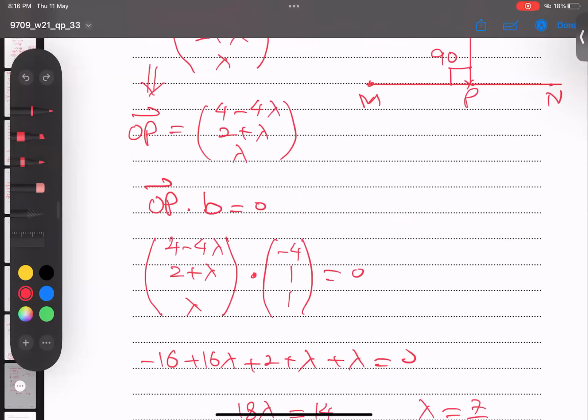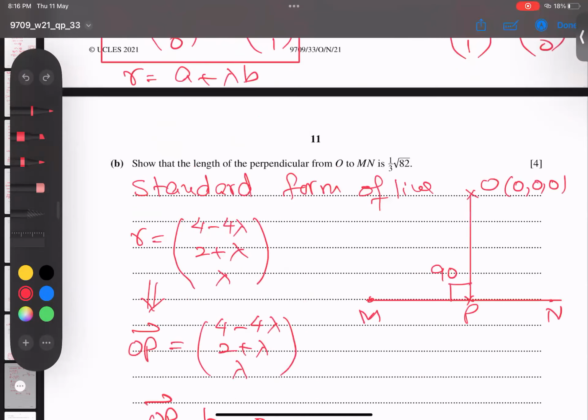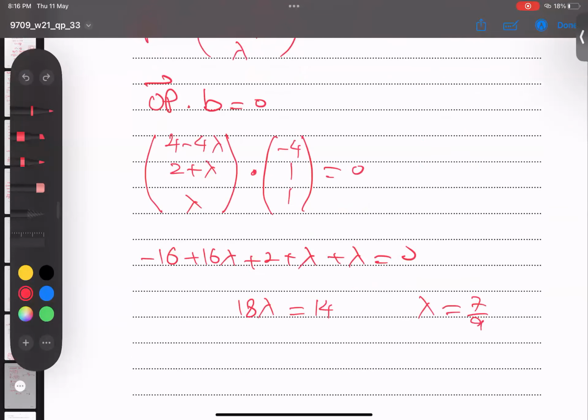And OP, and let me check the dot product. So the line direction is what? Minus 4, 1, 1, correct. So let me recheck the calculation here: negative 16, negative here, plus 16, correct. And I got 2 plus lambda, and I got lambda. So lambda plus lambda, 2 lambda, 16 plus 2, 18 lambda, and this becomes negative 14. So 2 7s are 14, 2 9s are 18. Okay, it is okay.